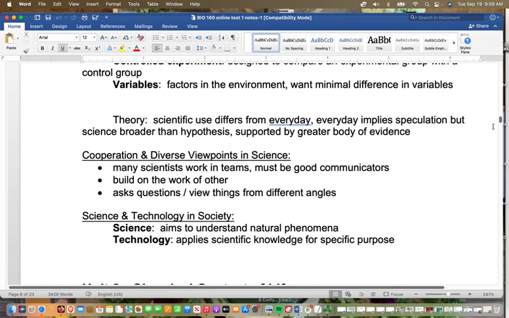Science and technology are very integrated. Science is aiming to understand natural phenomena. Technology is the application of science for a specific purpose.